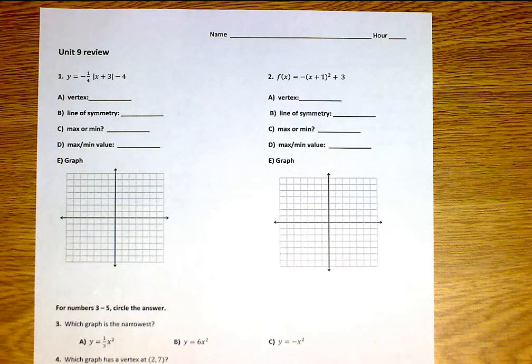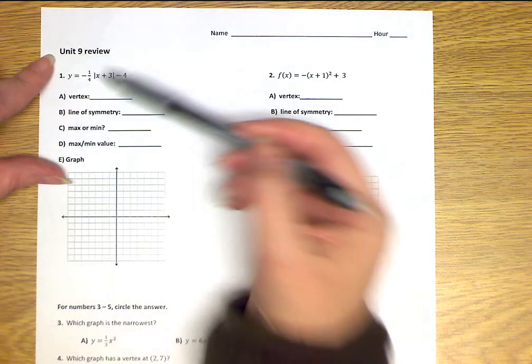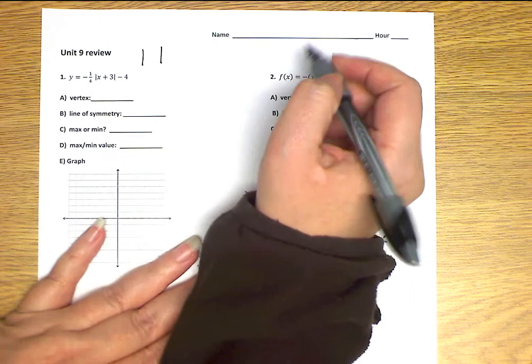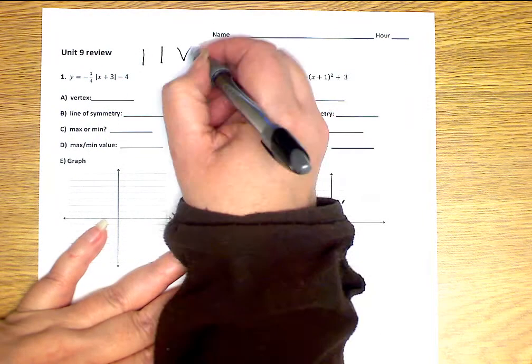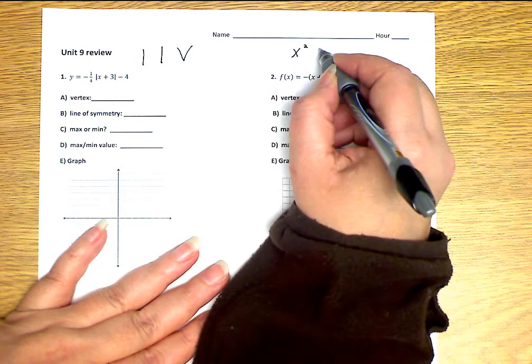Alright, your Chapter 9 review. The first thing, ladies and gentlemen, you have to remember is when you see the absolute value signs, what does your graph look like? A V. If you see the square, it's going to look like a U, a parabola.